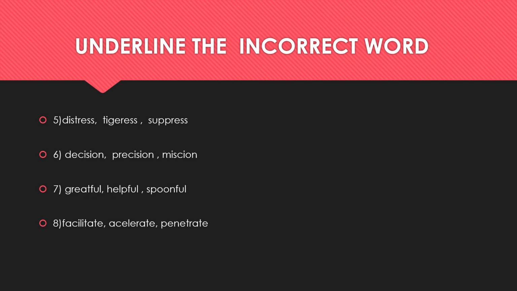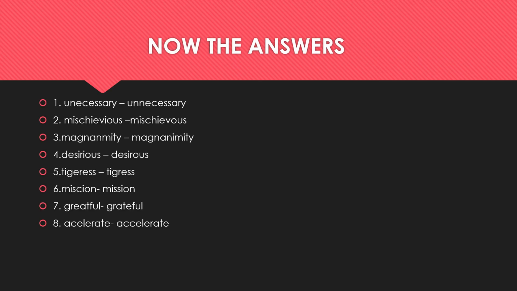Now just think and write the correct spelling beside the word you have underlined. And if you have already done it, very good. If you have not done, I'll give you just 1 minute to do it. Please do it quickly. Or you could write, for the time being, the correct spelling on top of the wrong word. Now let's see the answers.